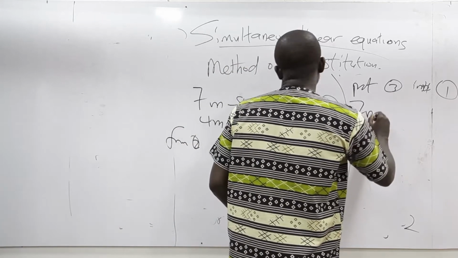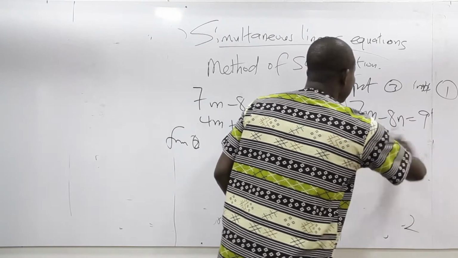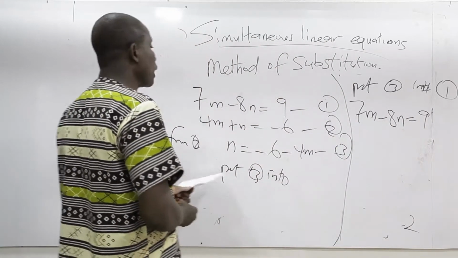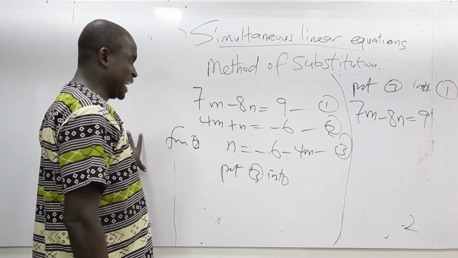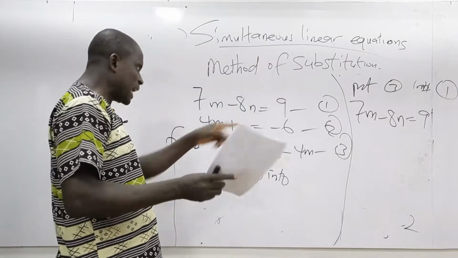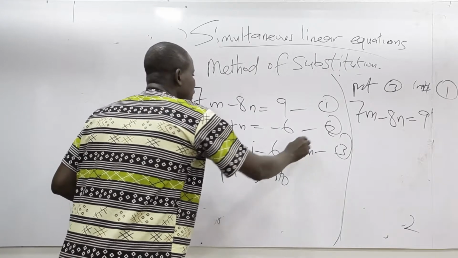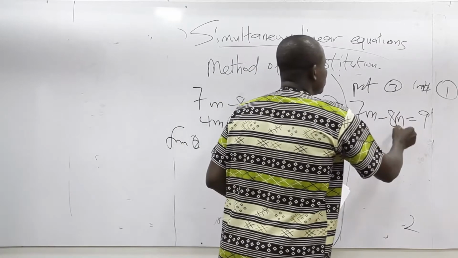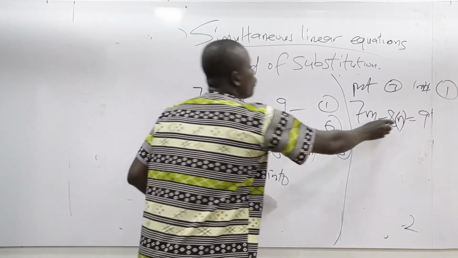We have 7m minus 8n is equal to 9. This is your equation 1. Okay, that we are going to put in. What are we going to put in? We are going to replace n. Therefore, we should go and mark the n. We should put the n into brackets, indicating that that's where we are going to put the whole of this. Because we have made n the subject, I have also bracketed n over here.